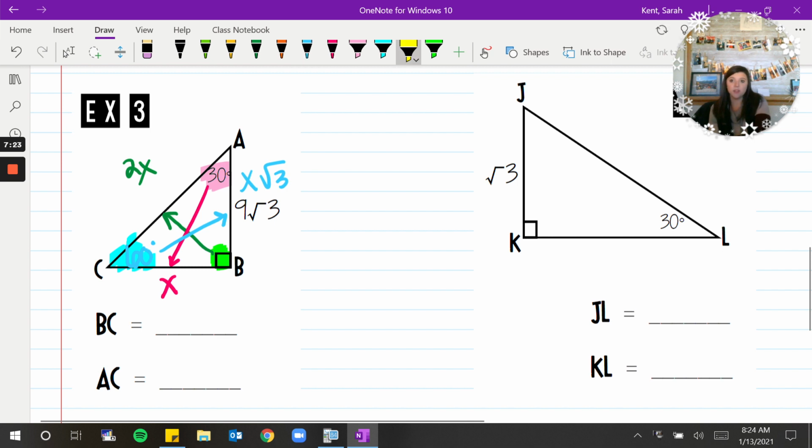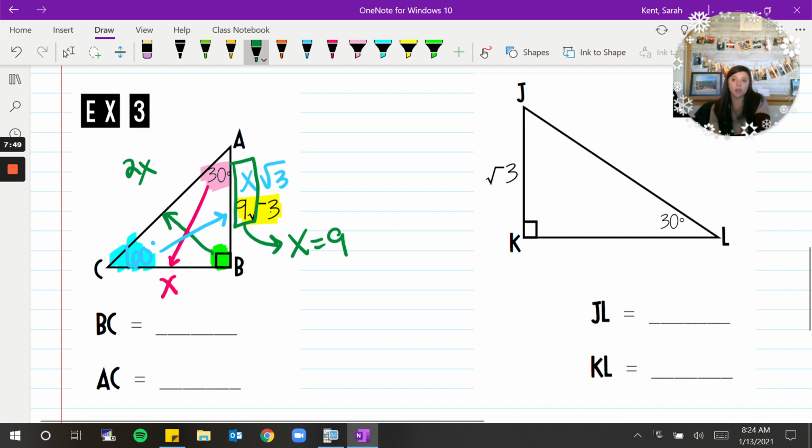So if we look for the number they gave us, this side, 9 square root of 3. So when I go to find out x, I have square root of 3, square root of 3, and then here x and 9 line up. So this means that x equals 9. Since the square root of 3's are the same, my x is 9.